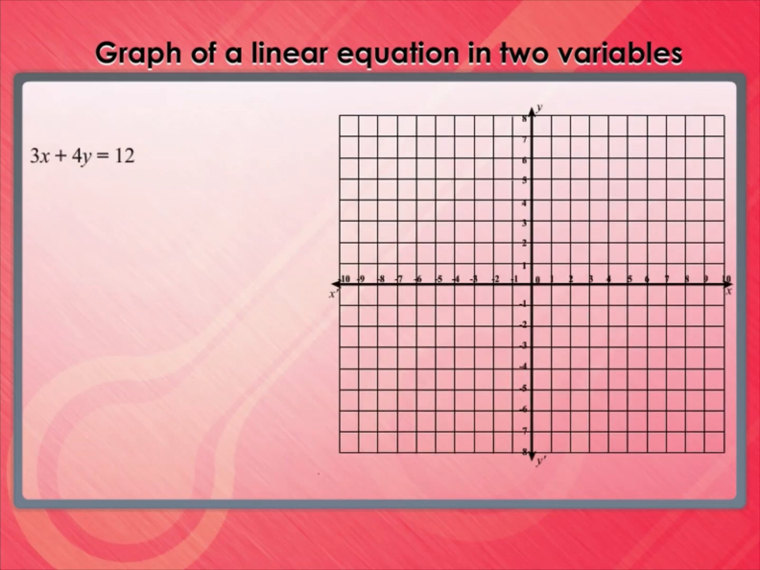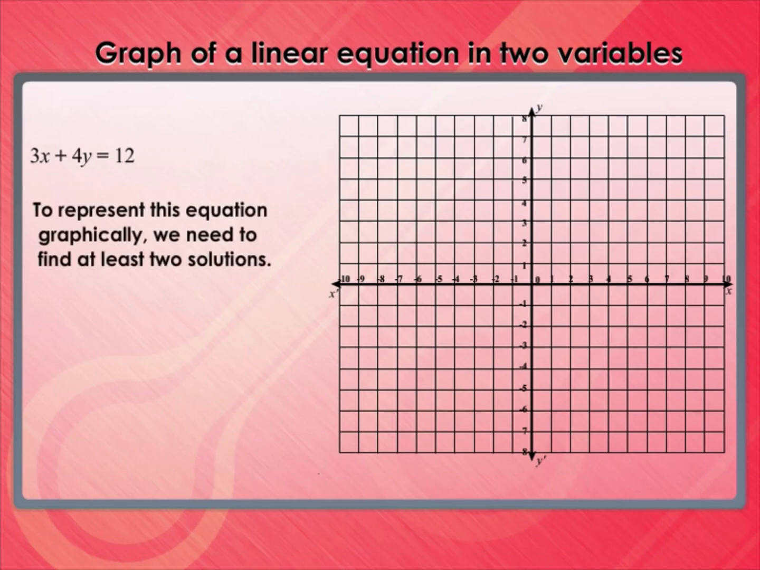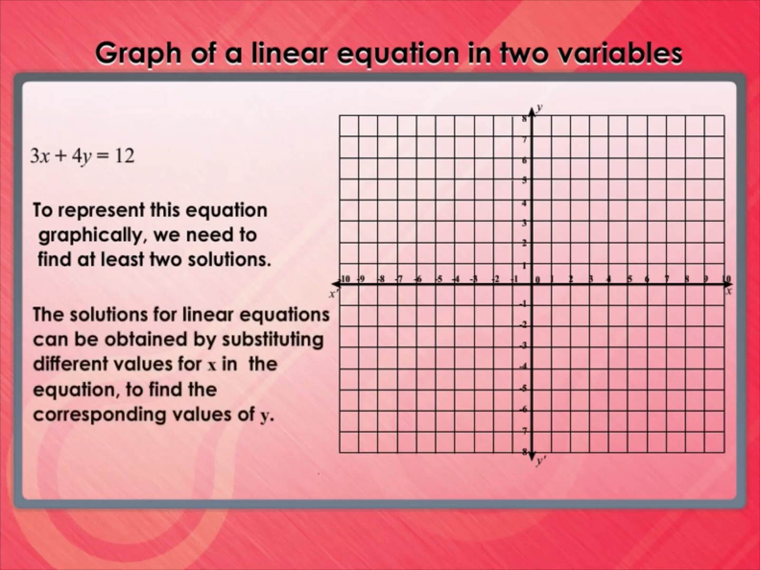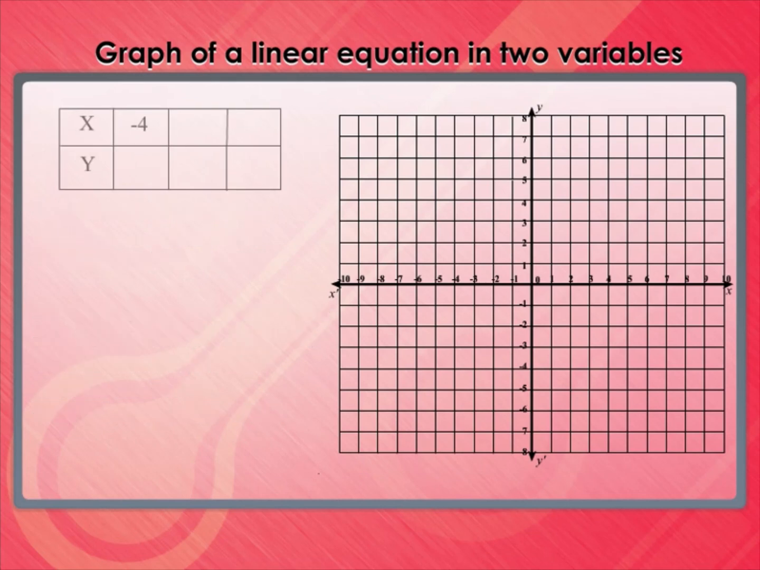For example, consider the equation 3x + 4y = 12. It is a linear equation in two variables. To represent this equation graphically, we need to find at least two solutions. The solutions for linear equations can be obtained by substituting different values for x in the equation to find the corresponding values of y. So we can use the following table to draw the graph.